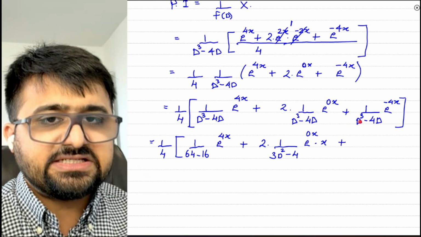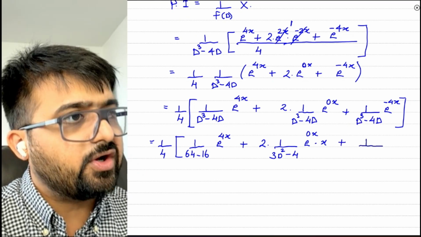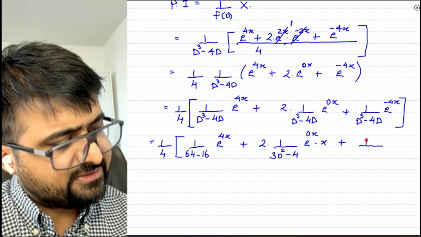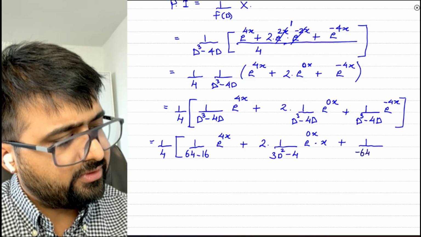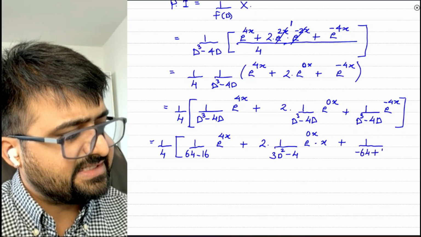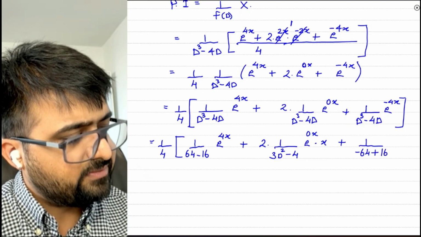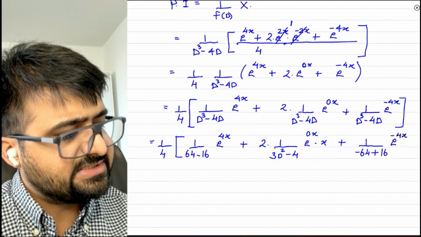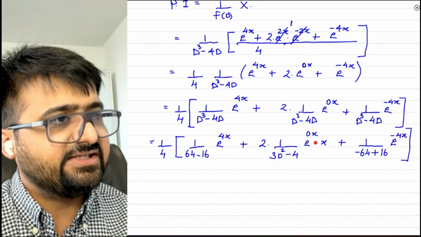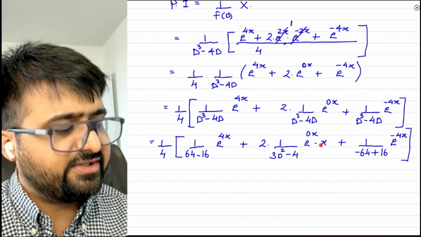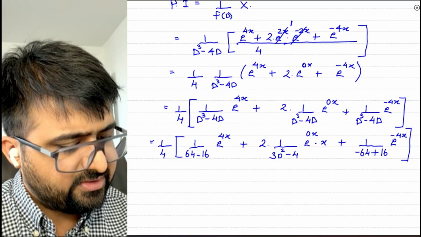Now substitute minus 4 here. So this will become 1 upon, if you put minus 4, minus 64, and this will become plus 16. Okay. I hope that makes sense. E to the power minus 4x. I hope this is clear: when you take the derivative in the denominator, you have to multiply by that x. Okay. Now let us simplify.